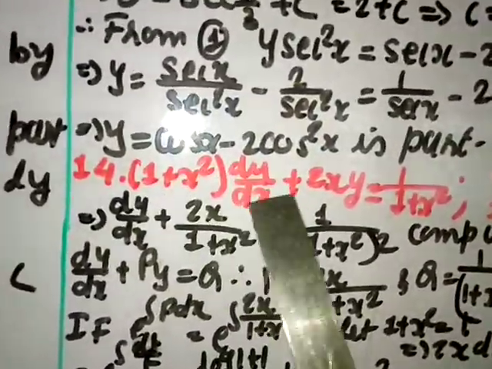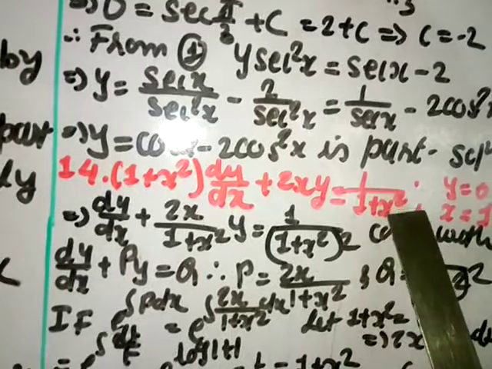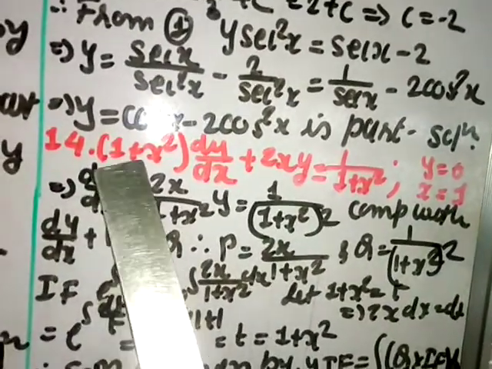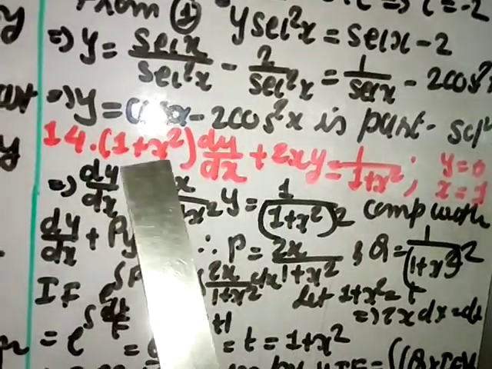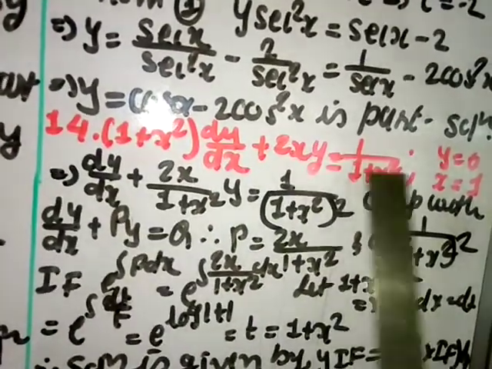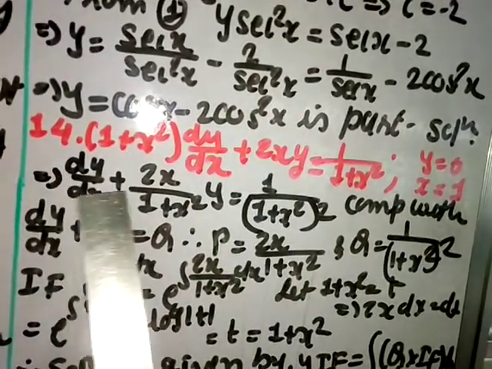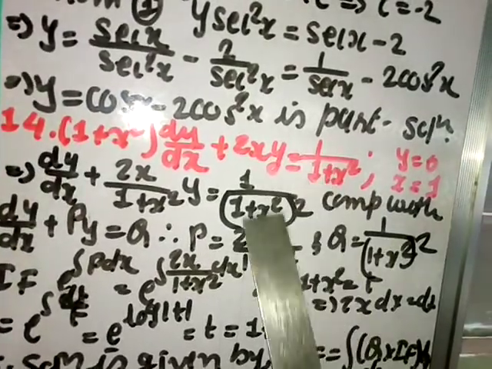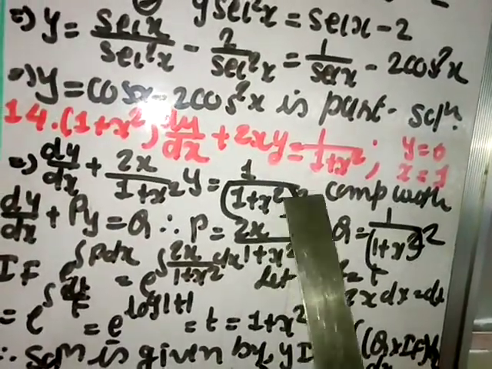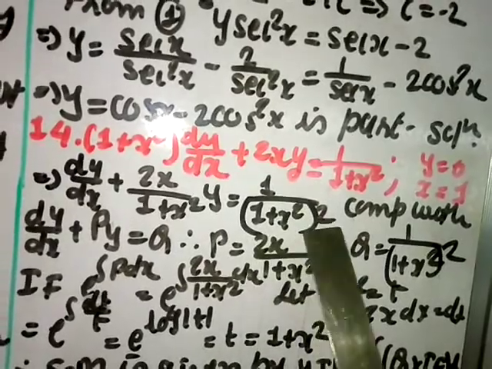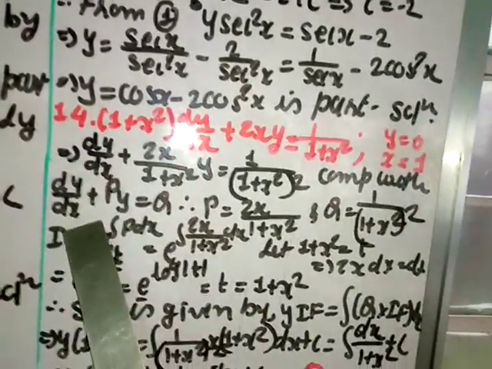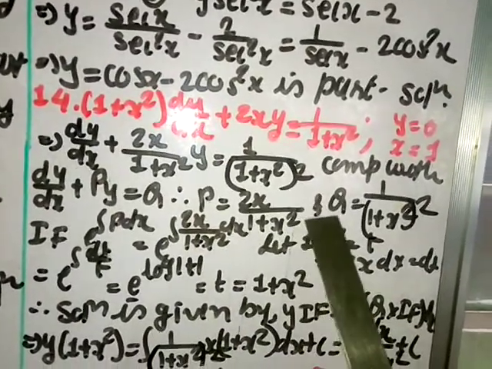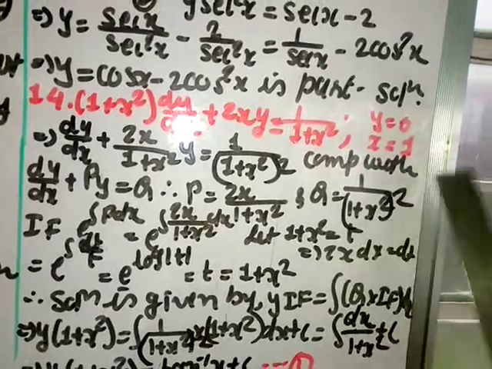Question number 14. 1 plus x square dy by dx plus 2xy equal to 1 by (1 plus x square), given that y is equal to 0 when x is equal to 1. You have to have the coefficient of dy by dx as 1, so divide each term by 1 plus x square. So when you divide here, you get dy by dx plus 2xy divided by 1 plus x square equal to, on this side 1 plus x square is there and you are dividing once again, so it will become the square, 1 plus x square whole square. Now comparing with dy by dx plus py equal to q, the p value is 2x divided by 1 plus x square, and the q value is 1 divided by 1 plus x square whole square.